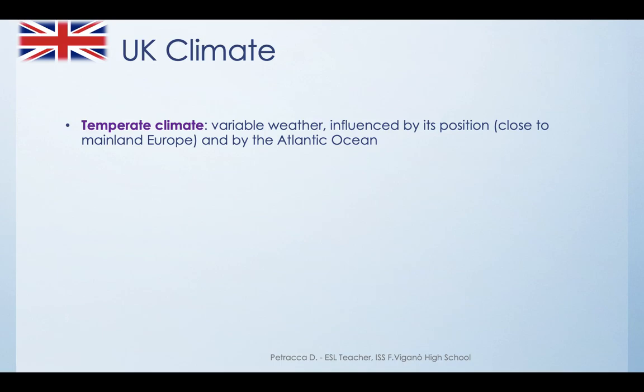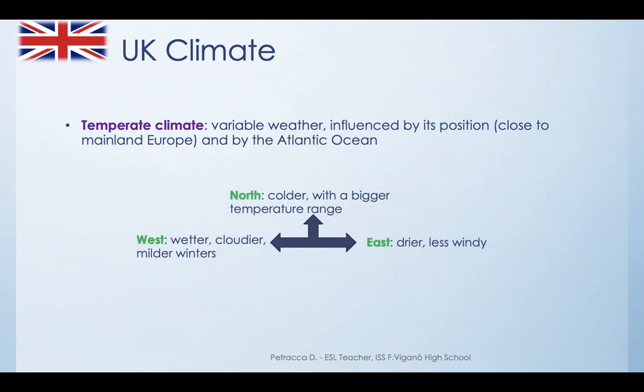Let's consider the climate. When we talk about the UK's climate, we know that there is a temperate climate, which is a variable weather influenced by the position close to mainland Europe and by the Atlantic Ocean. So we will have different climates according to the regions. In the west, we will find a wetter, cloudier, milder winter. In the north, we will find colder winters with a bigger temperature range, colder, let's say, seasons in general. In the eastern region, we will find drier and less windy climates.